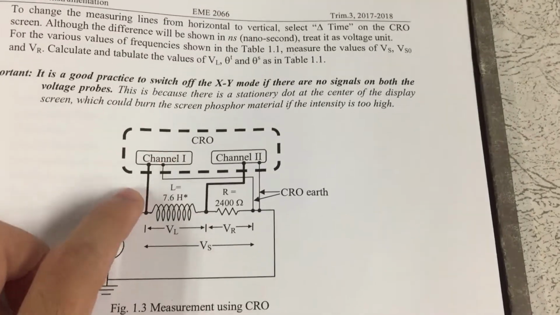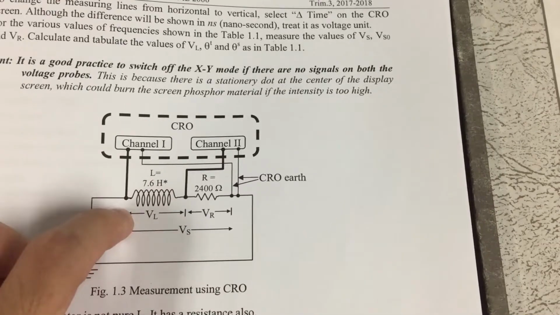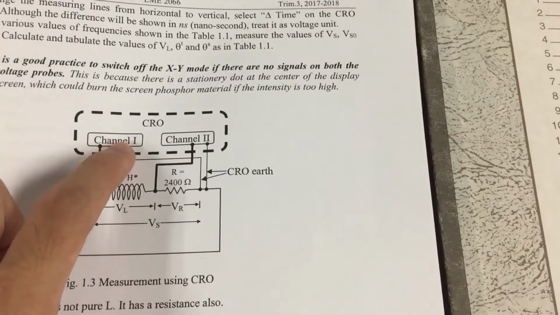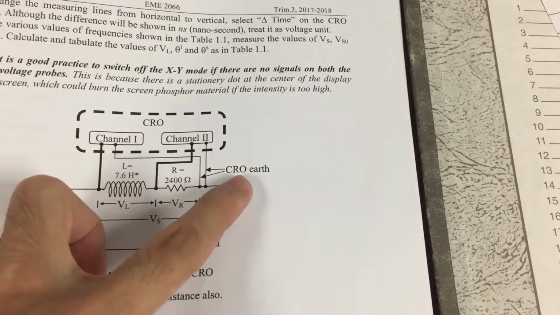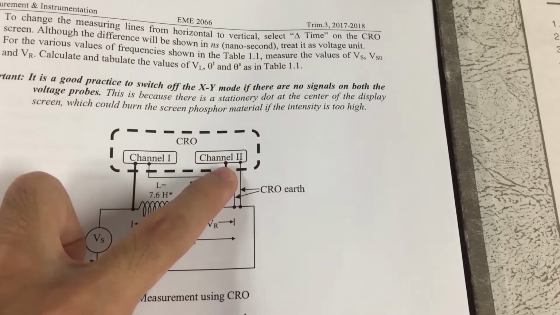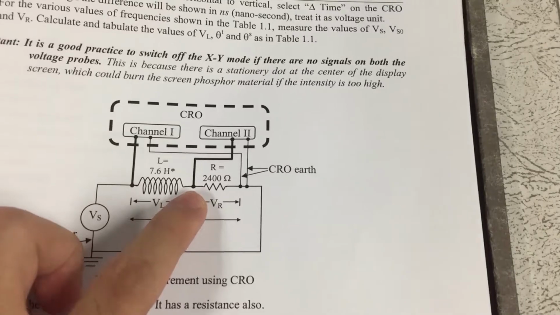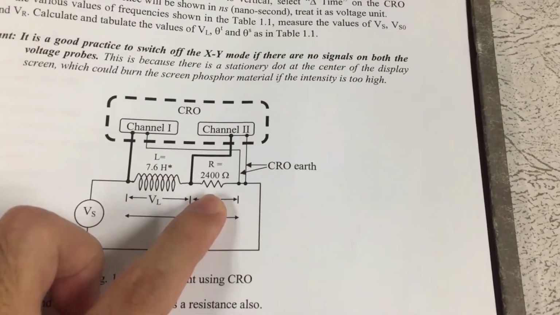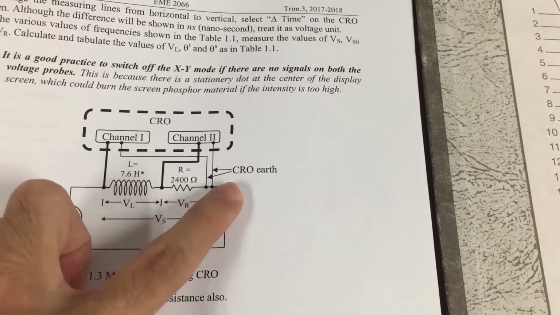For channel 1, the thick line represents the positive probe, which will be connected before the start of the resistor, and the thin line represents the negative probe, which will be connected to the earth. For channel 2, the positive probe will connect in between the inductor and the resistor, and the negative probe will be connected to the earth.